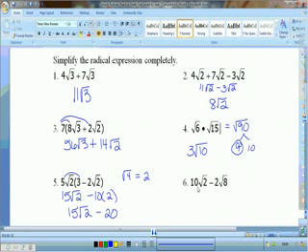For number 6, we're simplifying. 10 square root of 2 is simplified, but we can simplify the square root of 8. 8 is 2 times 4. The square root of 4 is 2. So what we have is 10 square root of 2 minus 2 times, and instead of the square root of 8, I can take out a 2, and I'm left with a square root of 2. So now I have 10 square root of 2 minus 4 square root of 2, and 10 minus 4 is 6 square root of 2.